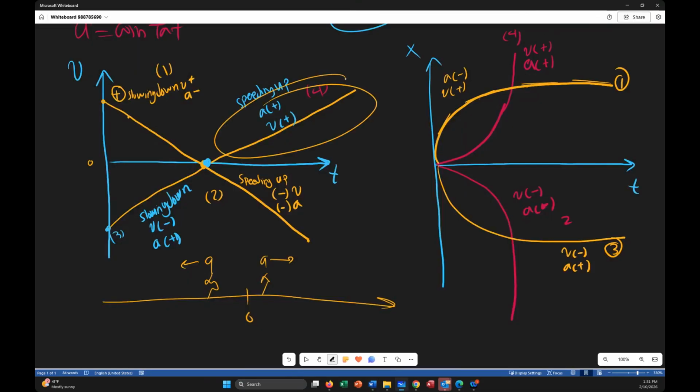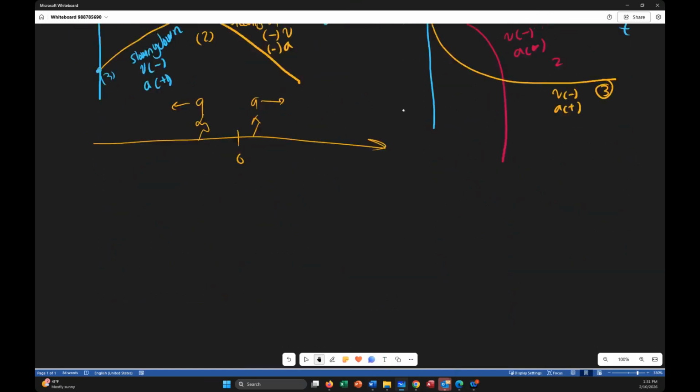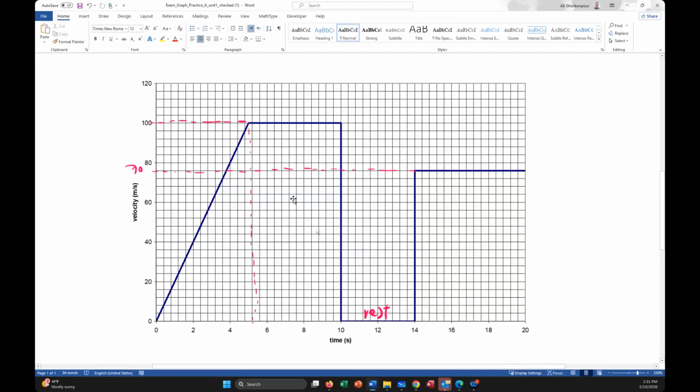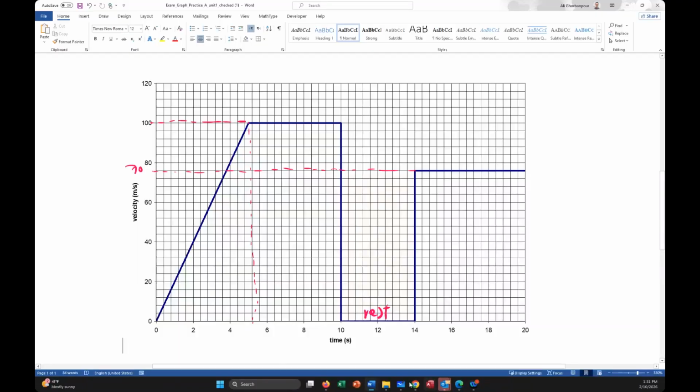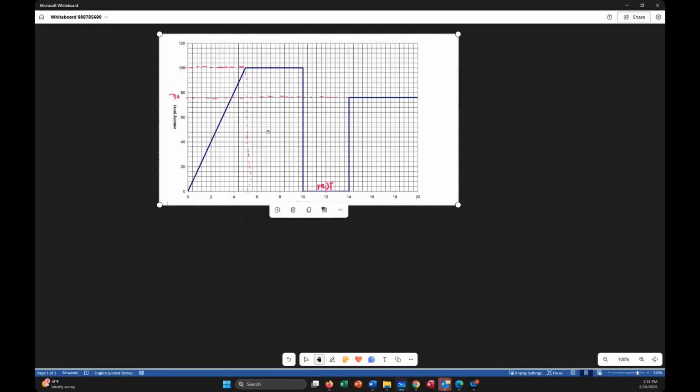Yes? Which one is it? Yes, that's the position. Good. So it means that if I want, let me just put this here. Let me just take a screenshot and put it here. Good. If I want to graph a position versus time, yes?